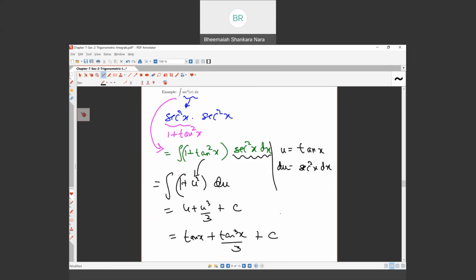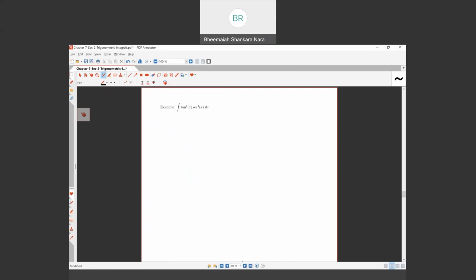The next one, you have tangent to the 4 times secant to the 4. Let me keep the first tangent the same. I'm not going to do anything with that. And let me break this secant as secant square times secant square. We can do that. A power 4 term is split as secant square times secant square. And for the first secant square here, I will use this trigonometric identity, 1 plus tan square x.